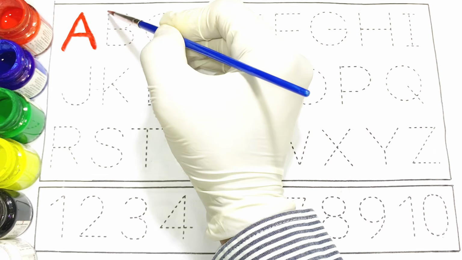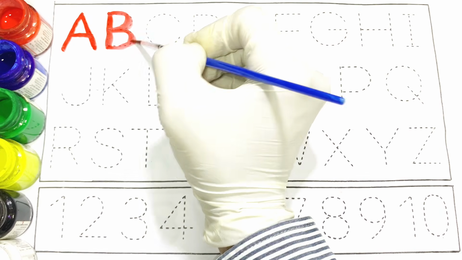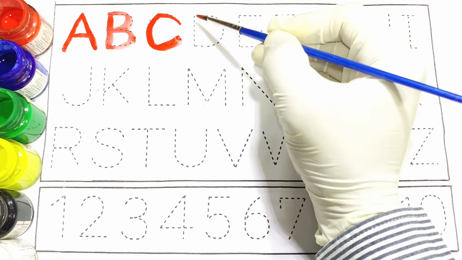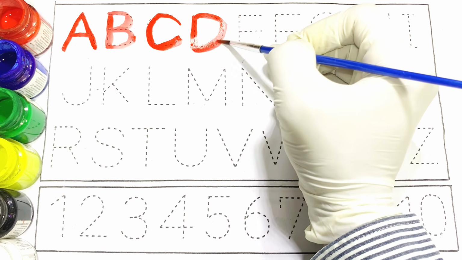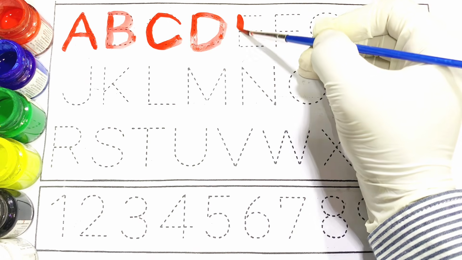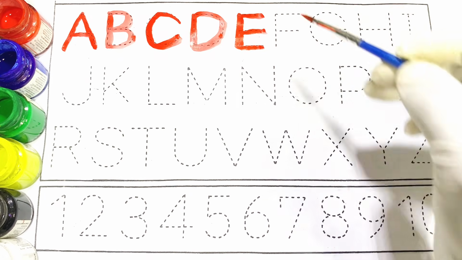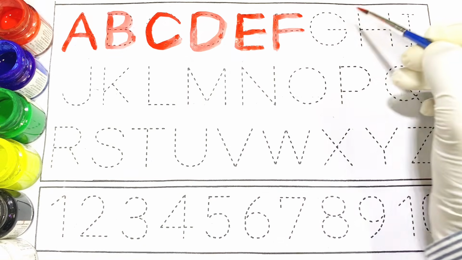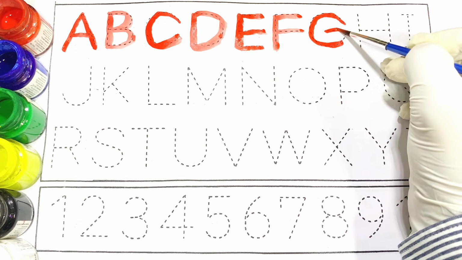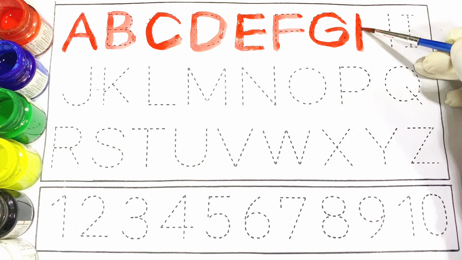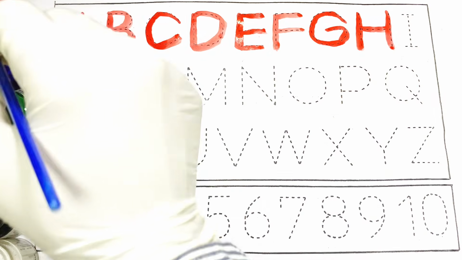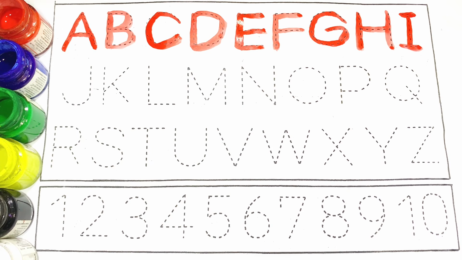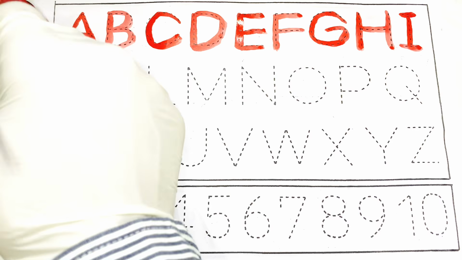A for apple, B for ball, C for cat, D for dog, E for elephant, F for fish, G for goat, H for helicopter, I for ice cream. It's an I. Draw J and use blue color.